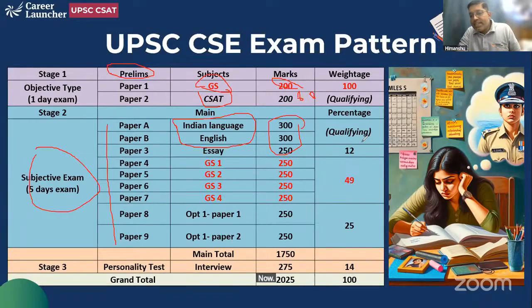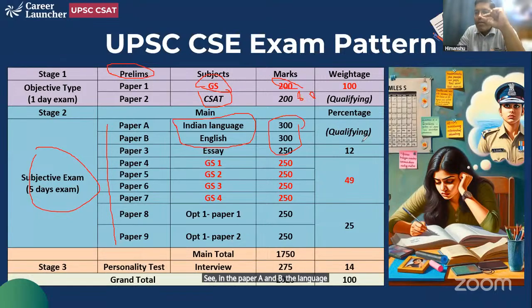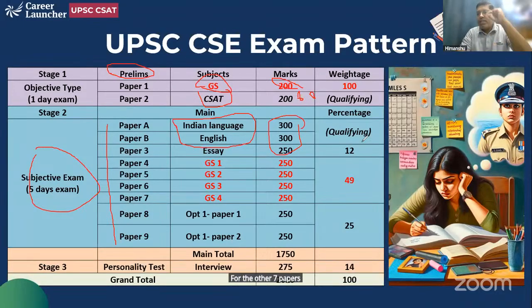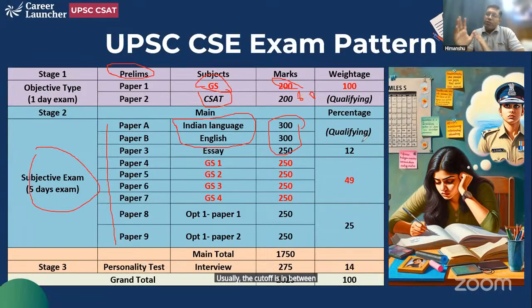Now, Rajeshri is asking, sir, what is the qualifying marks in the main examination? See, in paper A and B, the language papers, the qualifying marks are 75 out of 300. For the other 7 papers, every year they release a cutoff. They decide a cutoff mark. Usually the cutoff is between 45 to 55%.